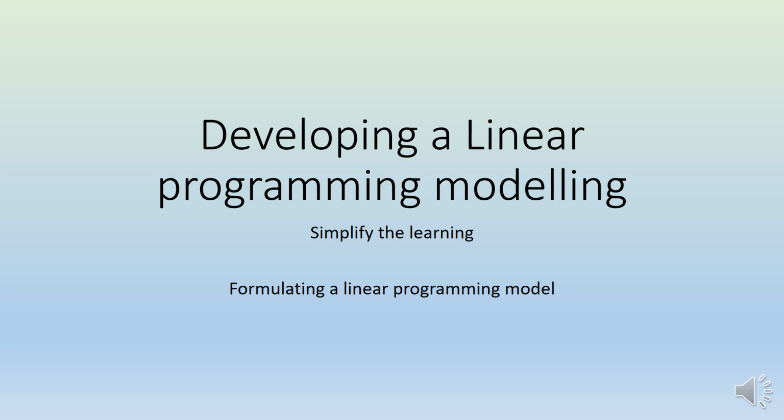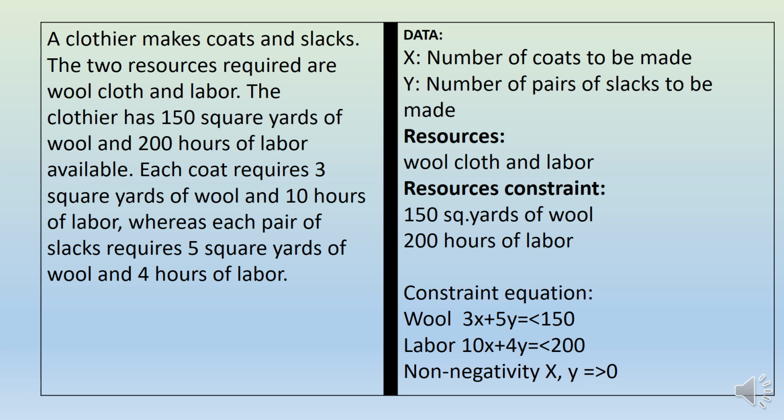Hey dear folks, we will be solving another linear programming model. A clothier or the stitcher, the developer of the clothes, makes coats and slacks. Slacks is one type of pants. So a clothier or stitcher, or you may call it tailor, makes coats and slacks.